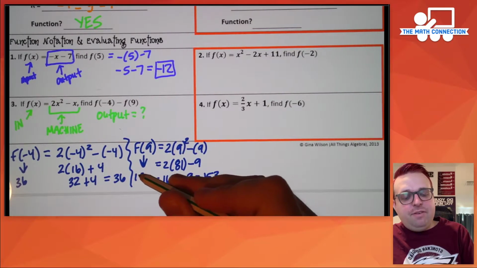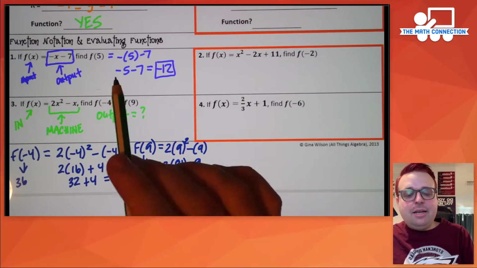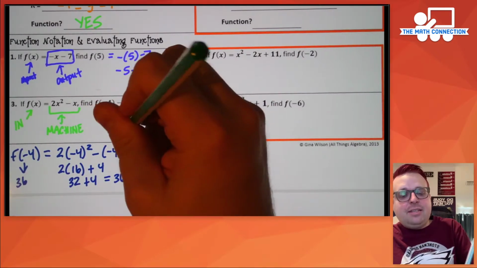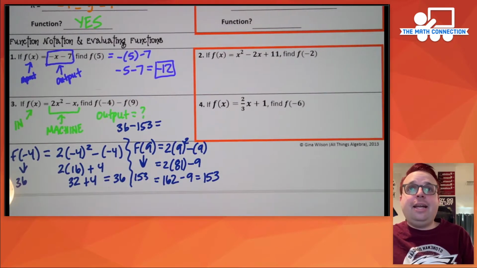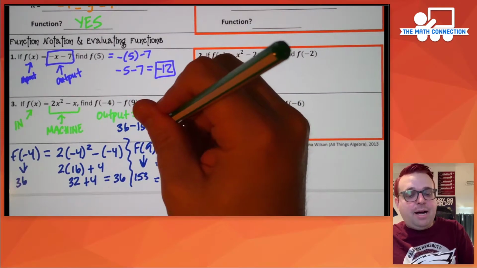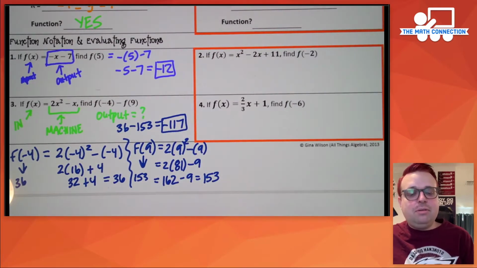Okay, the output is 153. Okay, so I need to take 36 minus 153 and get an answer, and that's going to give me minus 117, and that is my final result, okay?